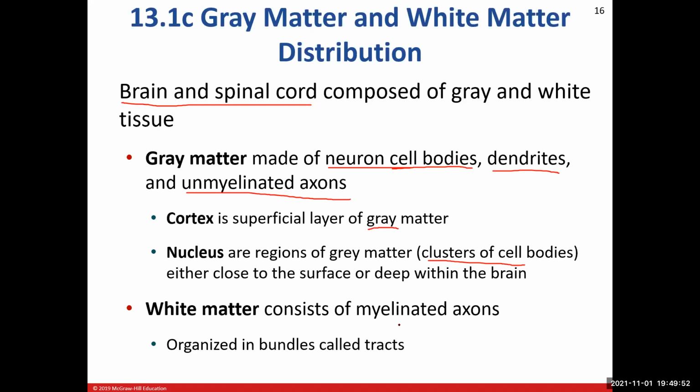White matter is a little bit easier to remember because that's just myelinated axons. That's it, nothing else. And so we call these myelinated axons in our central nervous system tracts. And I'll remind you again, in the peripheral nervous system, we call myelinated axons nerves.